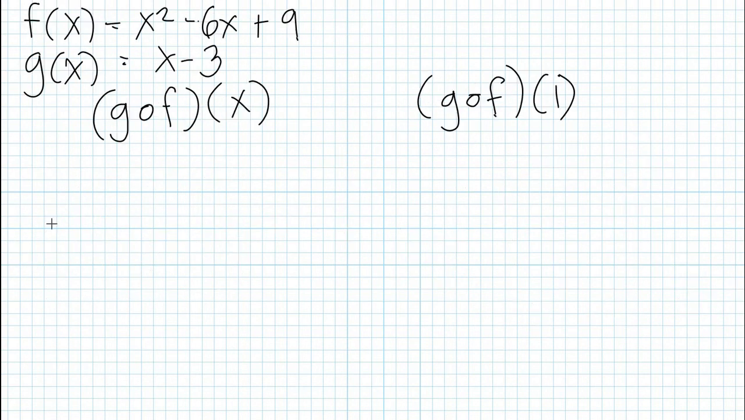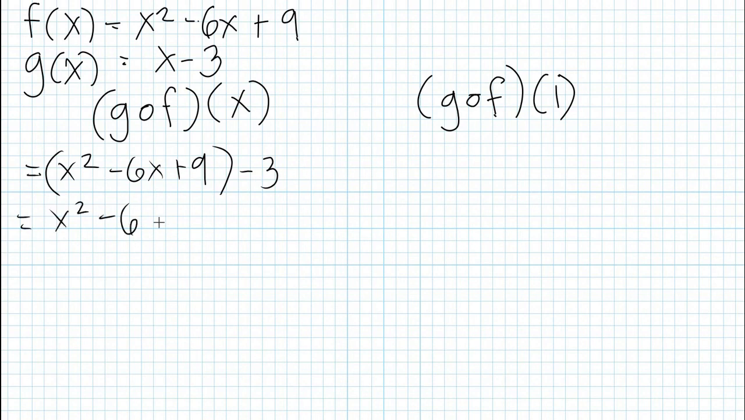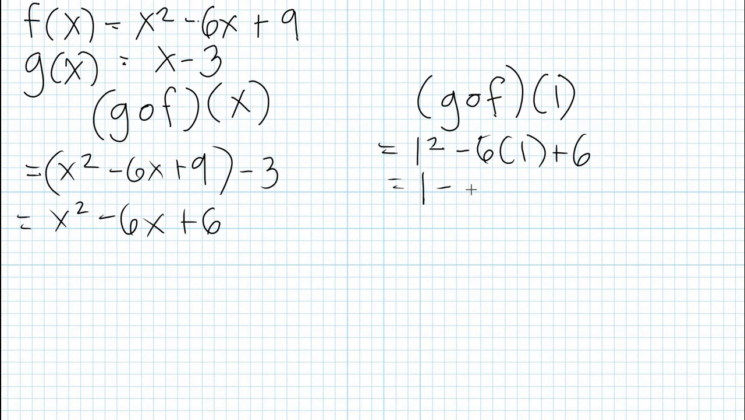Now let's try the other way around, g of f of x. That means we have to put in x squared minus 6x plus 9 to x of x minus 3. So it's simply x squared minus 6x plus 9 minus 3. So if we simplify this, that is x squared minus 6x plus 6. So that's 1 squared minus 6 times 1 plus 6. And if we simplify this, that's 1 minus 6 plus 6, which is equal to 1.